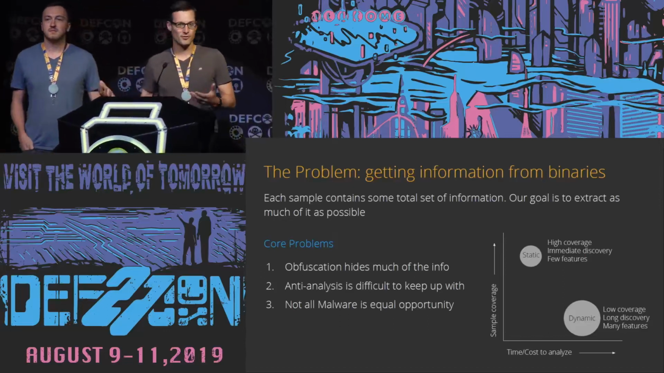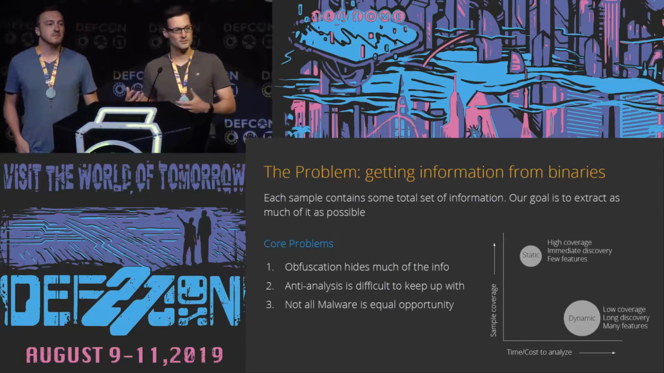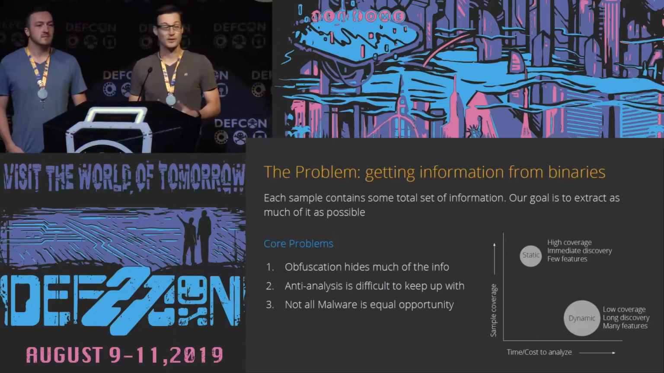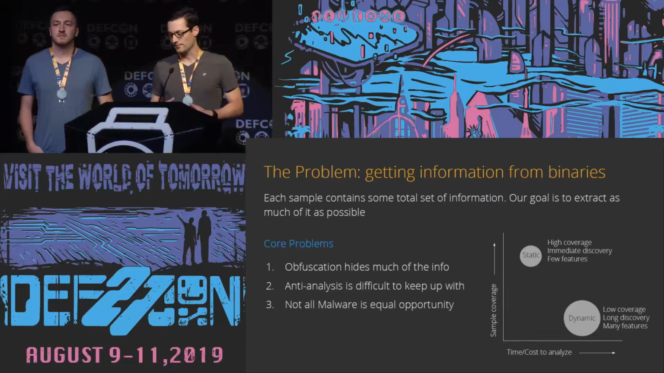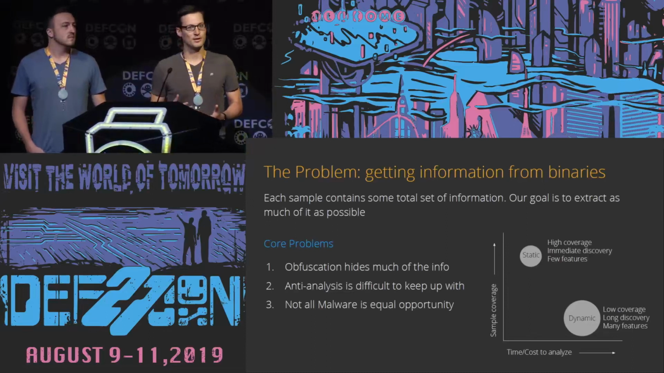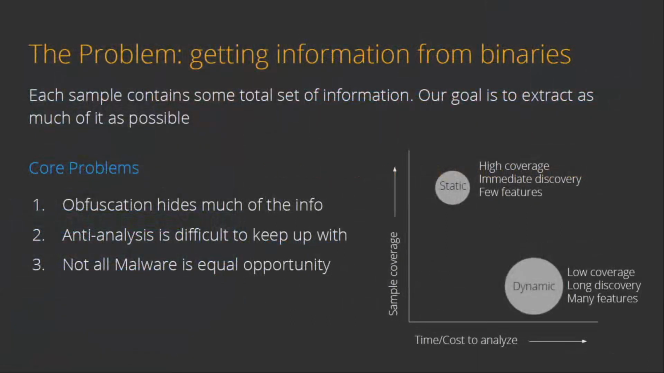In particular, we have a fairly large ingestion pipeline, and we need to be able to process all these samples quickly and efficiently. When we think about a sample, every sample has some finite amount of total features or data that we can extract out of it. All of those pieces of information have a different cost with each one. The reason that the cost is there is because, as you can see in the graph, we have static.